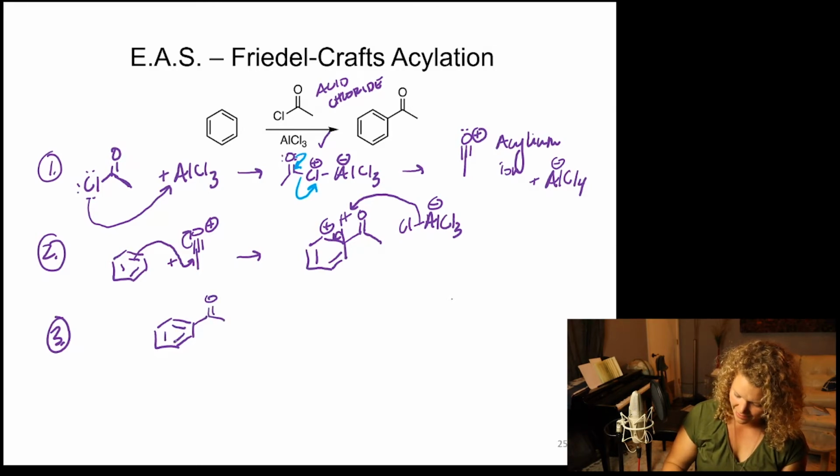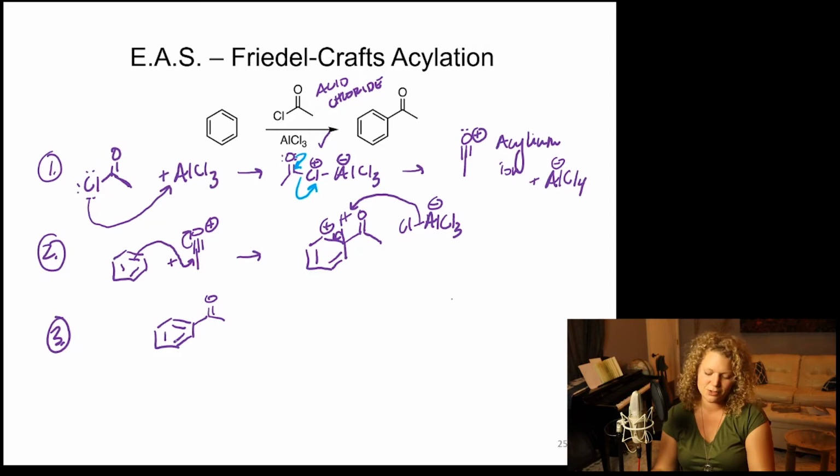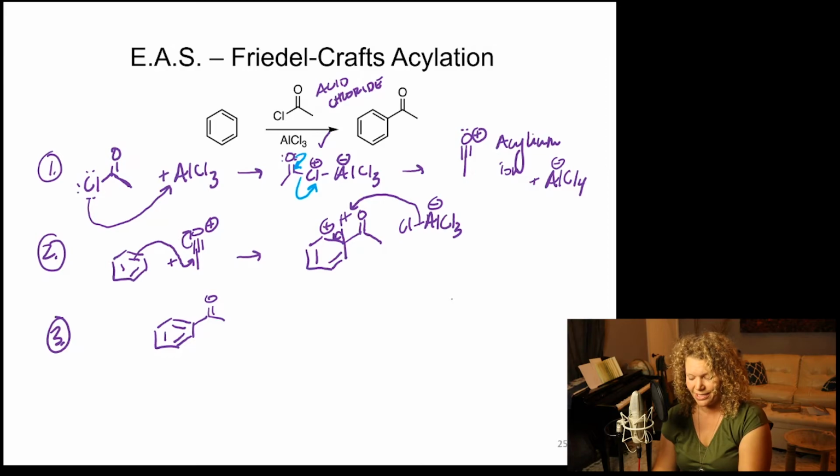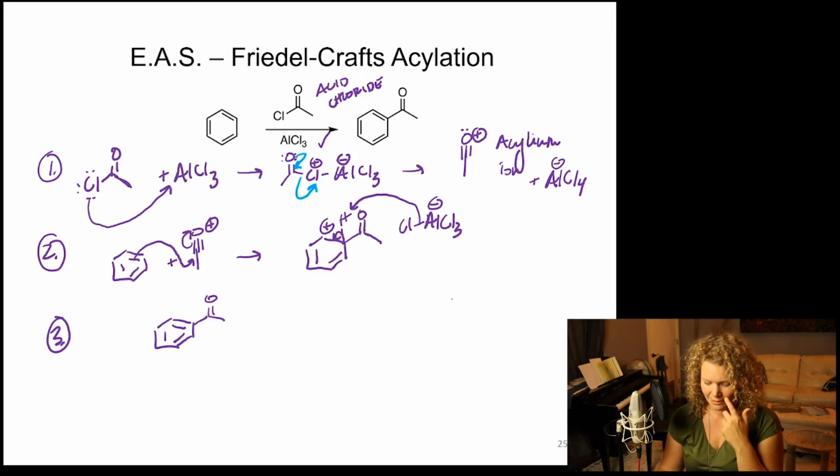Now, on an exam, you wouldn't have to label these. I'm essentially calling them 1, 2, 3 to help you remember these steps in these reactions. Again, one thing you'll notice with Friedel-Crafts acylation is that you make this acylium ion, which is very different than the other EAS reactions that we have learned.